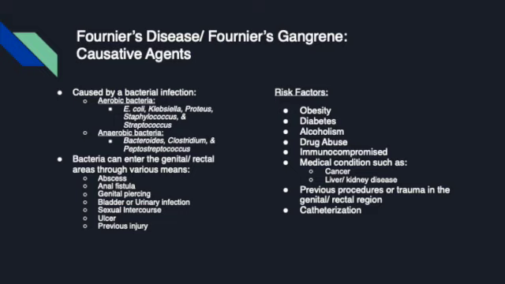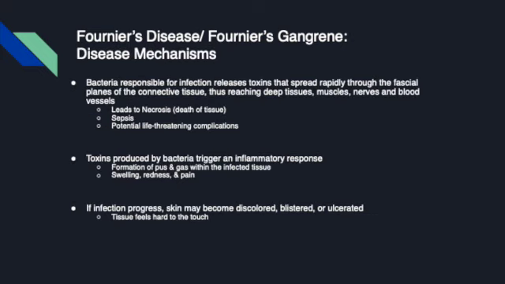Looking further into the disease mechanisms of Fournier's disease, we could see that the bacteria responsible for the infection release toxins that destroy the surrounding tissues, causing necrosis, or death of the affected area. The infection typically spreads rapidly through fascial planes, which are thin layers of connective tissue that surround and separate different muscle groups. The bacteria can quickly reach deep tissues, including the muscle, nerves, and blood vessels, leading to tissue destruction or necrosis, sepsis, or potentially life-threatening complications.